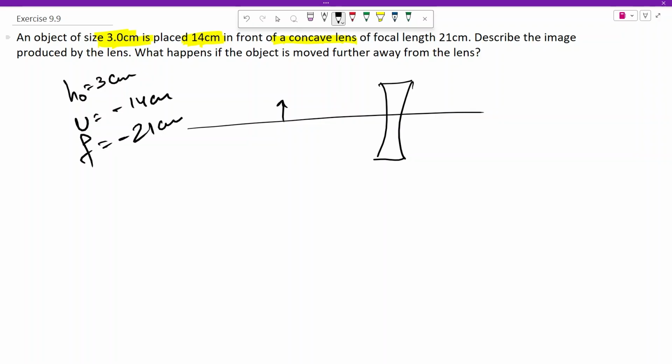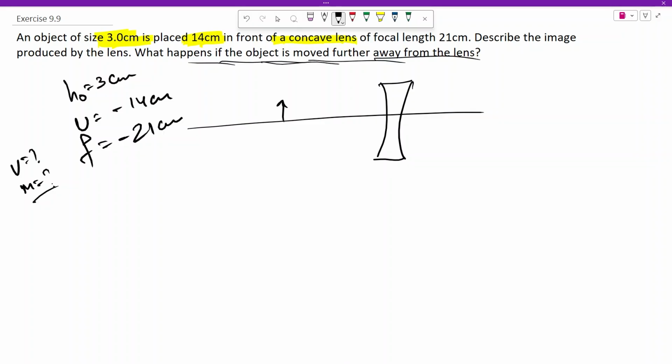Now describe the image produced by the lens. We have to find out the image, and we have to describe the image. It means we have to find out v, and we also need to find out m because that tells us the nature of the image, that is, whether it is diminished in size and whether it is virtual or not. We also have to comment on what happens if the object is moved further away from the lens.